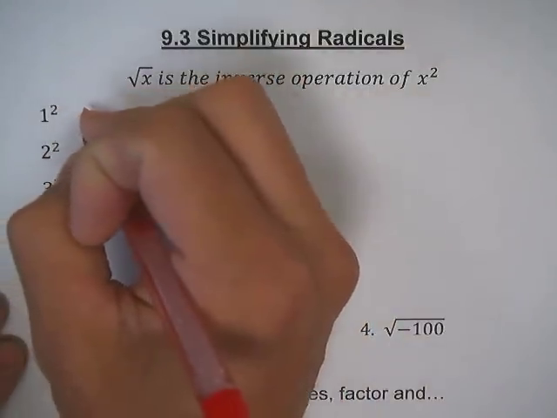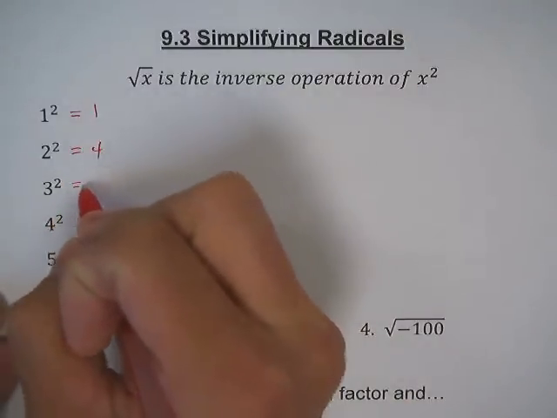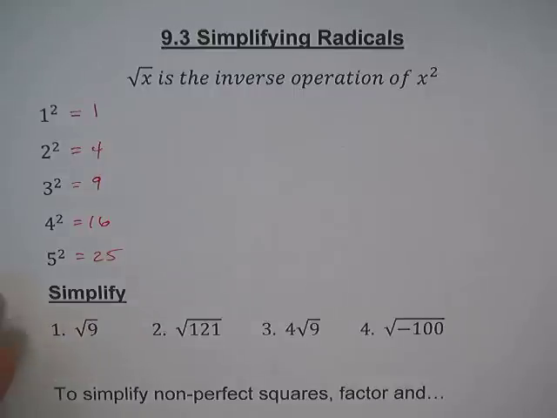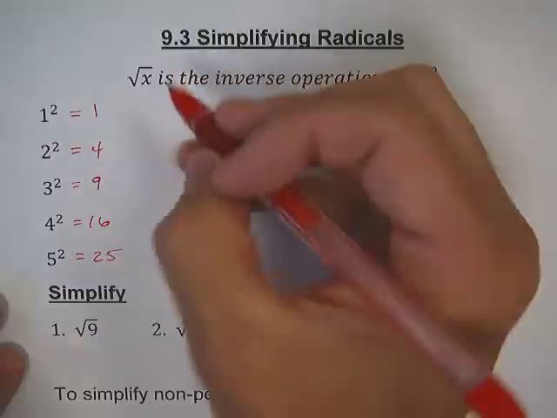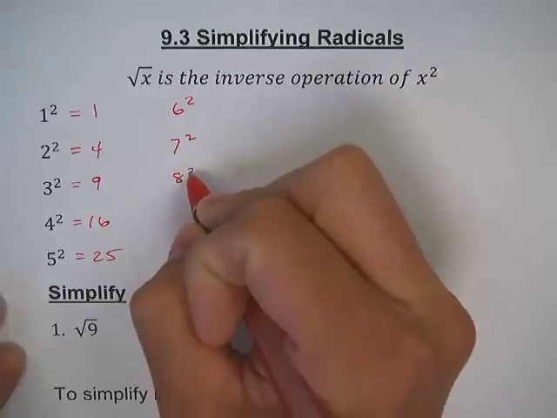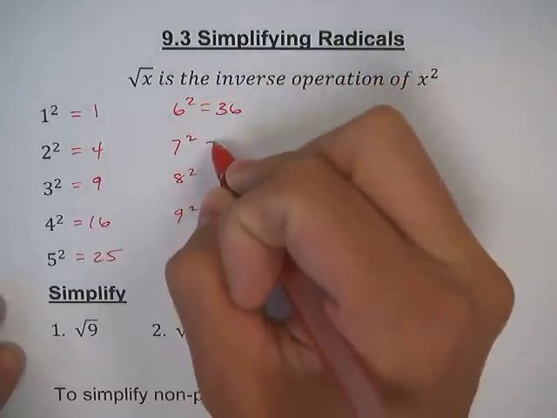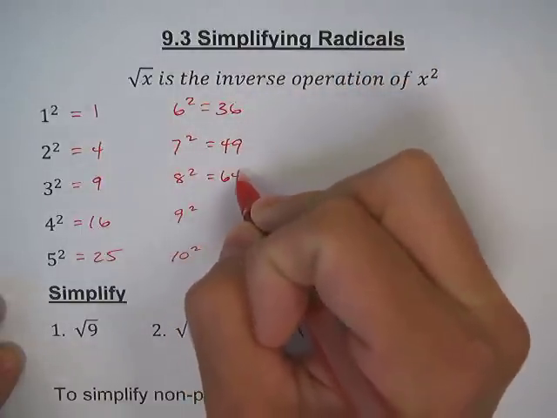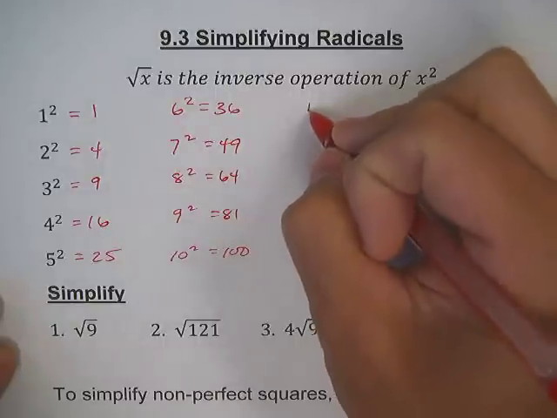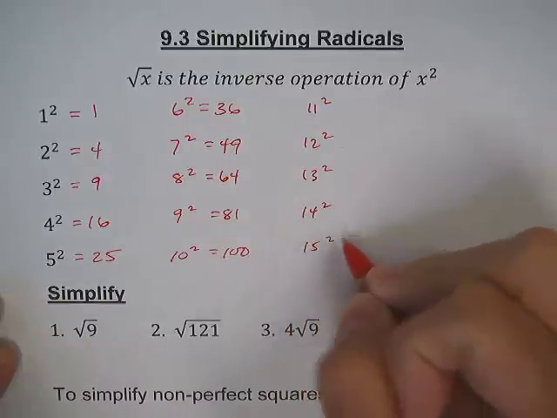For instance, if we did 1 squared, well, most of us know that's 1. 2 squared is 4. 3 squared is 9. 4 squared is 16. 5 squared is 25. And I'm going to continue on here. I want to list all the way up to 20. I'm going to take a moment and do that. This might be a little boring, but I'll explain why I would want to do that. So 6 squared, 7 squared, 8 squared, 9 squared, 10 squared. Alright, let's do the next 5. 11, 12, 13, 14, 15.